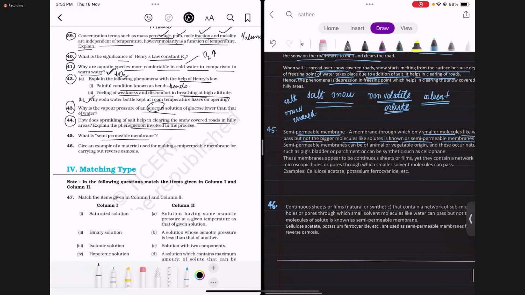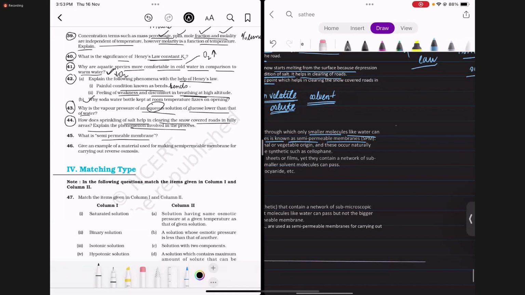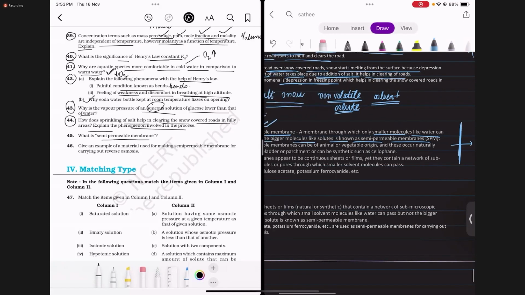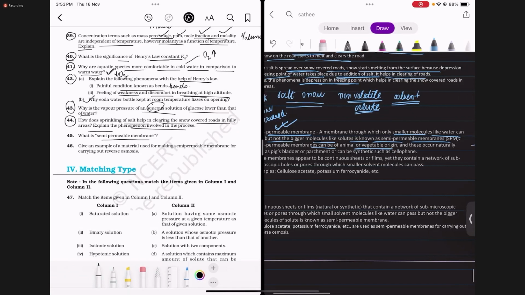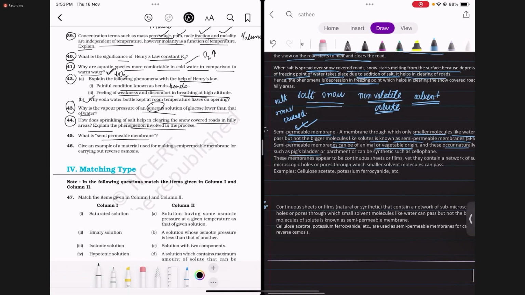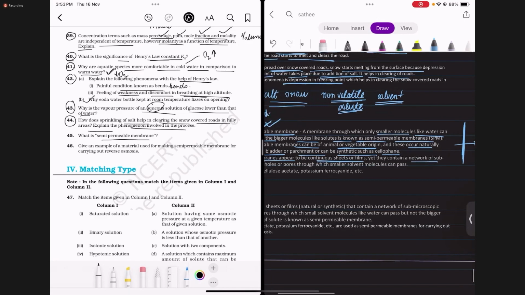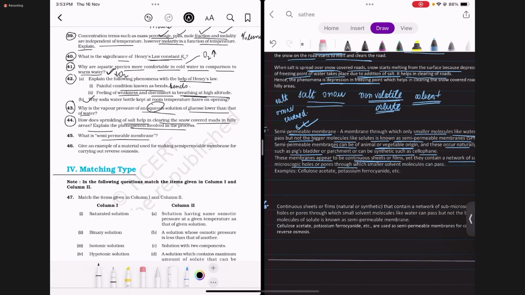So semi-permeable membrane एक ऐसी membrane है through which only small molecules like water can pass, but big solute molecules cannot pass, and these semi-permeable membranes can be of animal or vegetable origin, and these can occur naturally such as pig's bladder or parchment, or it can be synthetic such as cellophane. So ये membranes जो है they appear to be continuous sheets or films, yet they contain a network of sub-microscopic holes or pores through which smaller solvent molecules can pass. Cellulose acetate, potassium ferrocyanide ये examples हैं of semi-permeable membrane.